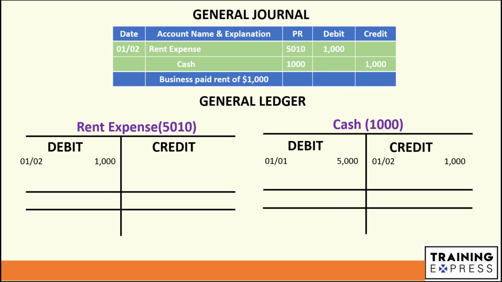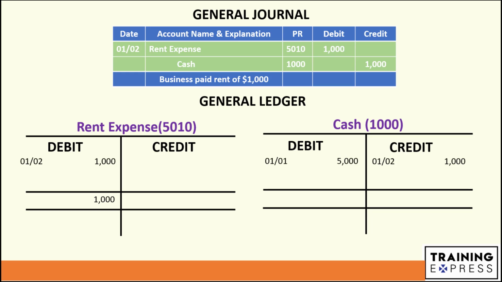Now this is the time to balance each of these ledger accounts. So you can see the total debit on the rent expense is basically 1000, or in other words, $1,000. Credit side has no total.